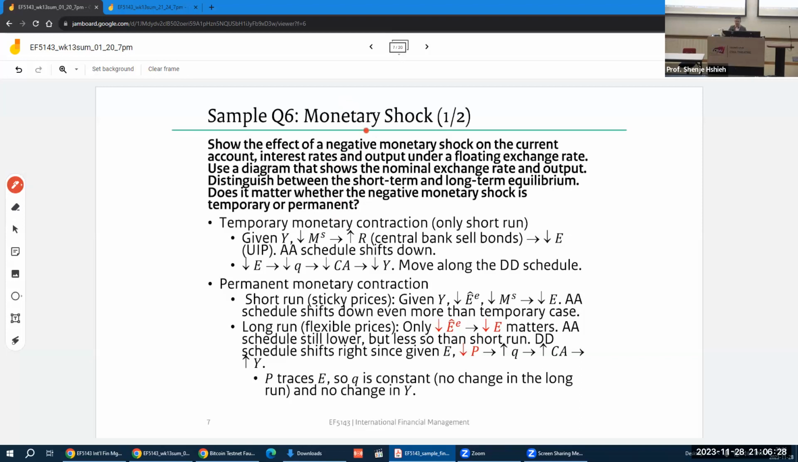All right, so what we're doing is we're comparing a temporary versus a permanent shock, and we're analyzing short and long-term equilibrium under the AA and DD schedule. So a temporary monetary shock just means that expectations don't change. And the only curve that changes in the short run is the AA schedule, right? It's going to go downward, because it's a decrease in money supply. So let's walk through the logic here. Again, it's easier if you write down the equation.